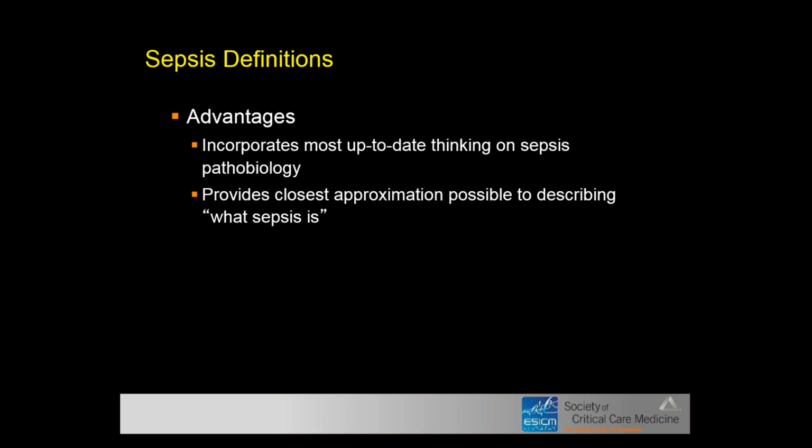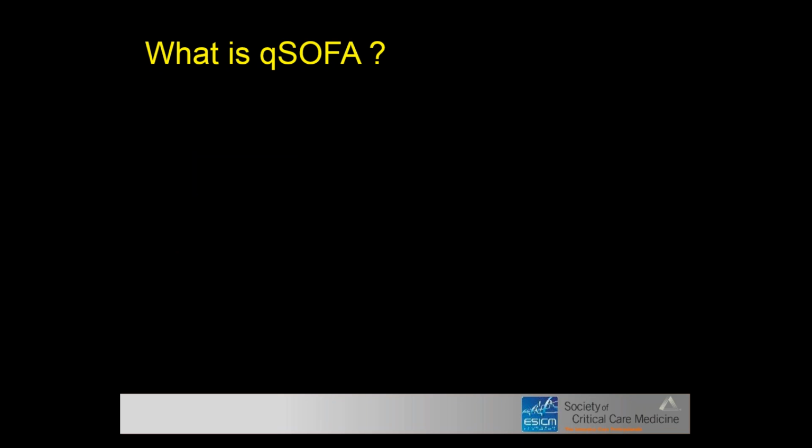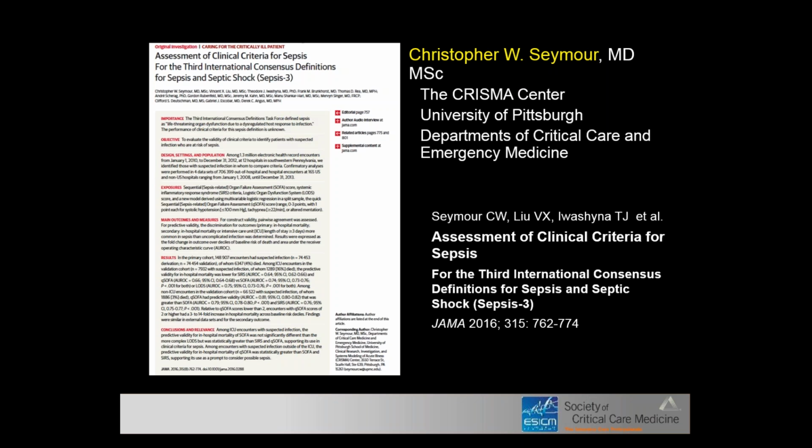The advantages of these new definitions are that they incorporate the most up-to-date thinking on sepsis pathobiology, and they provide the closest approximation to describing what sepsis is. The concern, of course, is that they are of limited practical utility because they contain elements such as organ dysfunction or dysregulated host response that simply can't be defined or identified clinically. This led us to approach the problem of clinical recognition, and this started with an examination that ultimately led to a new term, qSOFA. Let's go into that in a little depth here. The paper, primary author Chris Seymour from the University of Pittsburgh, is indicated here.